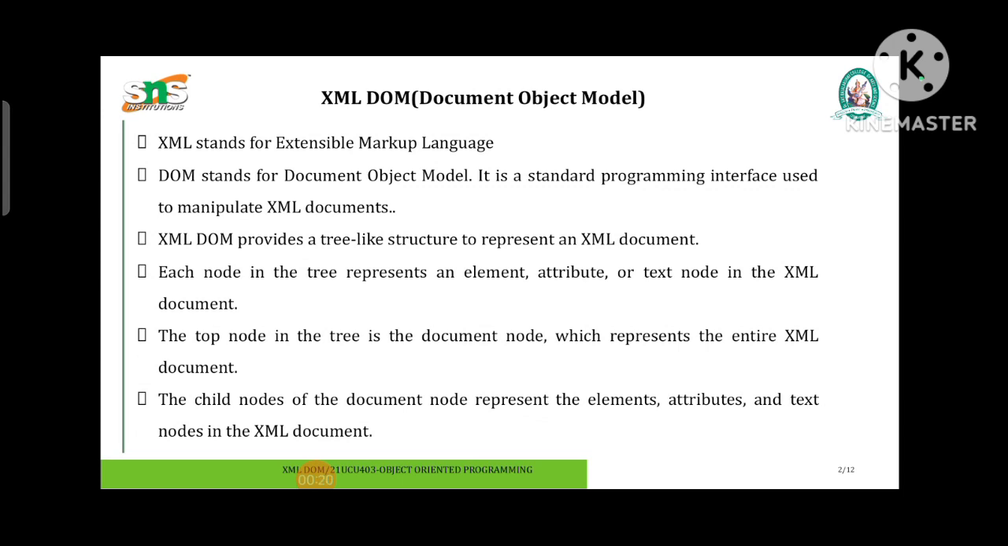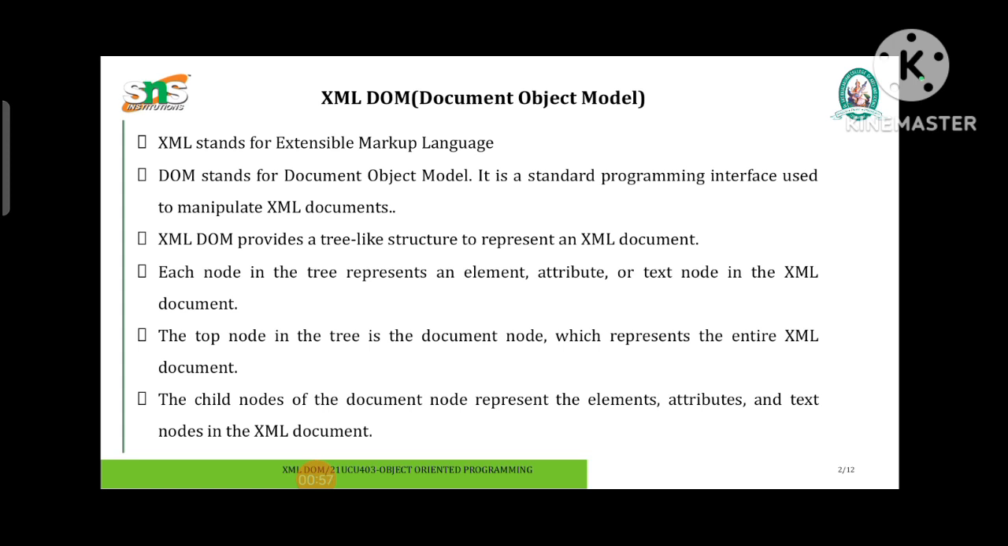It provides a structured representation of the XML documents, allowing programs to access, manipulate, and update the XML data dynamically. Like the HTML DOM, the XML DOM represents the XML document as a tree-like structure where each node represents a part of the document. In XML, each node in the tree represents an element, attribute, or a text node in the XML document. Nodes in the XML DOM can represent elements, attributes, text, comments, and other XML parts.